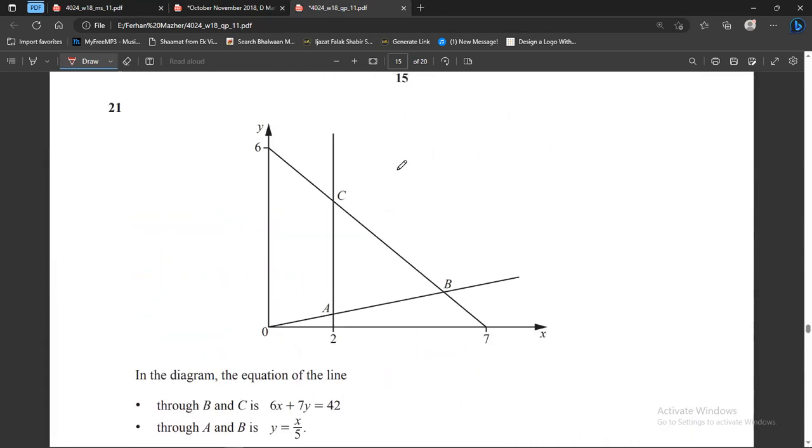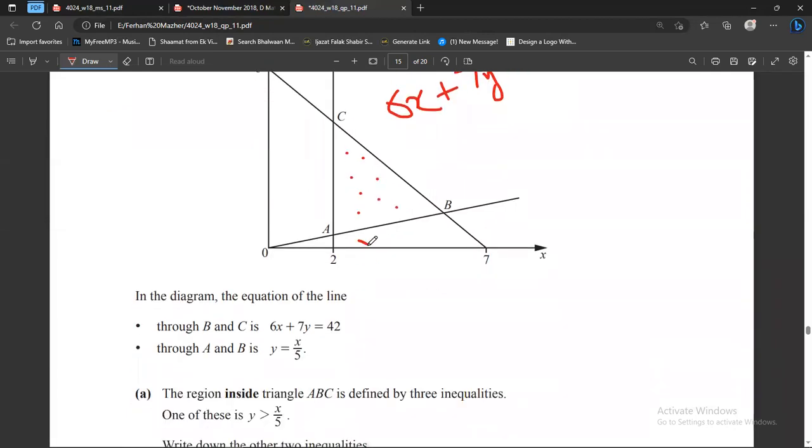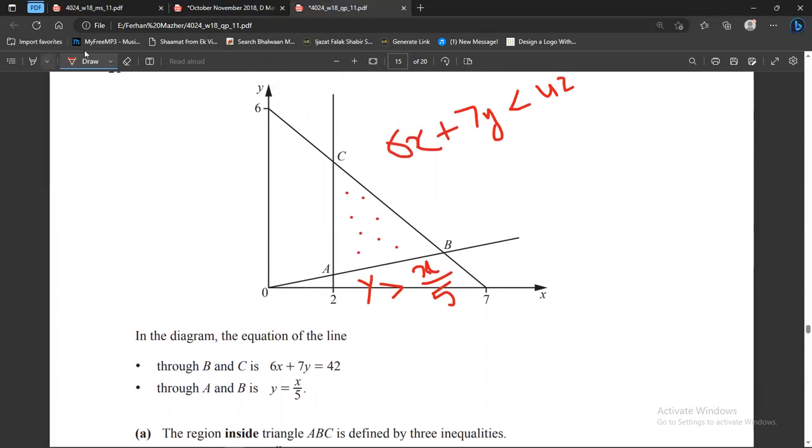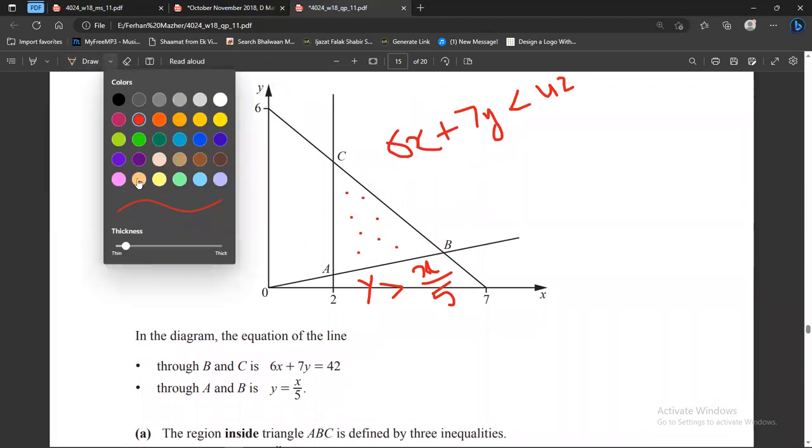I know the equation of this line. This is 6x plus 7y equals 42. Because this area is below this line, here I will put the crocodile and its back will be towards the positive y, because the area required is below this line. I already know this equation and this inequality. This is already given, that y is greater than x plus 5. This is given in the question. I'm just writing it.